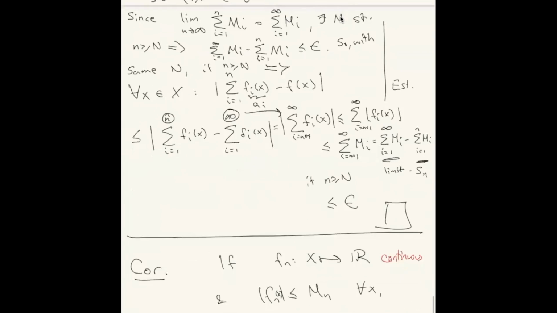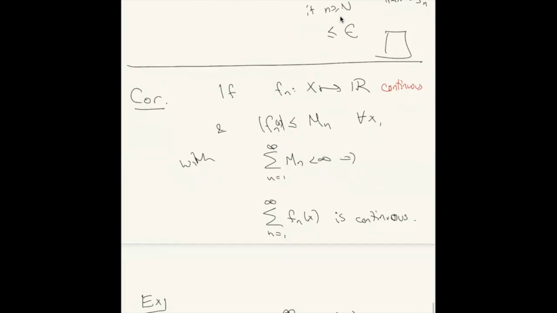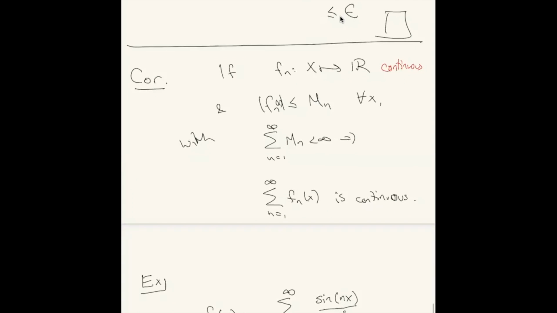Okay, so this is a bit technical, certainly, but let's say some corollaries and examples. You don't have to understand the proof at first. I think you have to read it and think about it to understand it better as well.